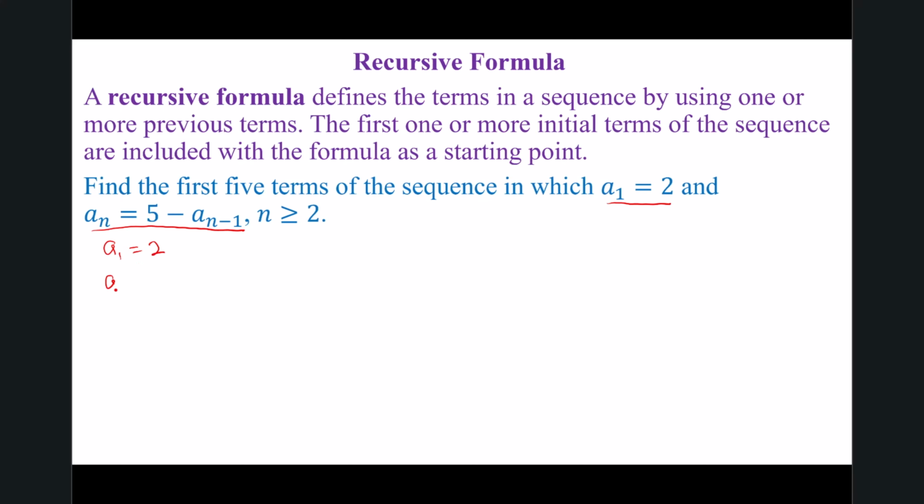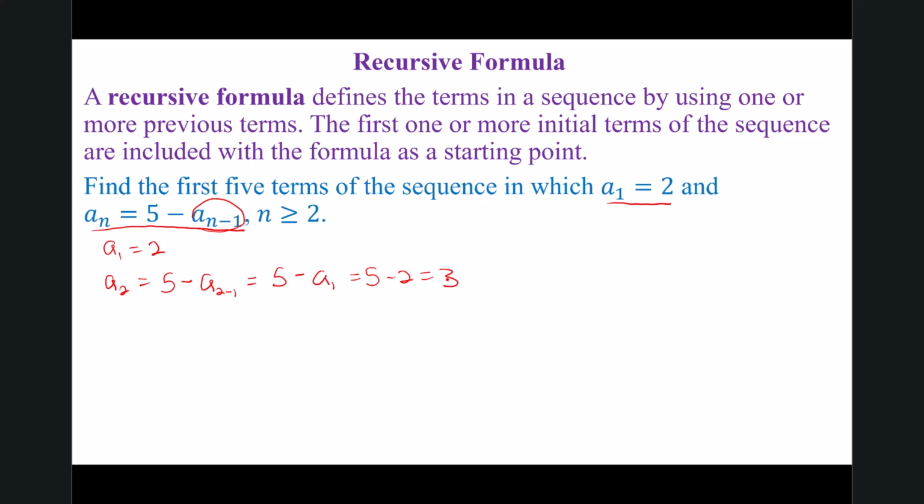A sub 2 would be 5 minus a sub 2 minus 1, which is 5 minus a sub 1. So notice the n minus 1, that just means the previous term. And 5 minus a sub 1 we already said is 2, so we have 5 minus 2, or 3.